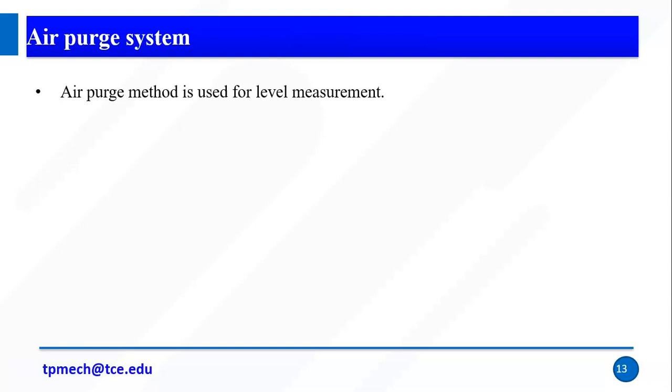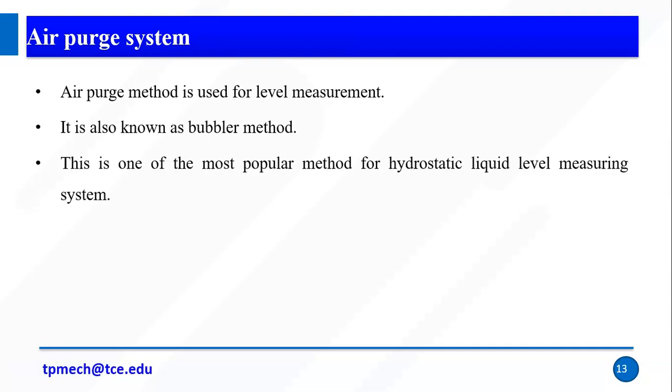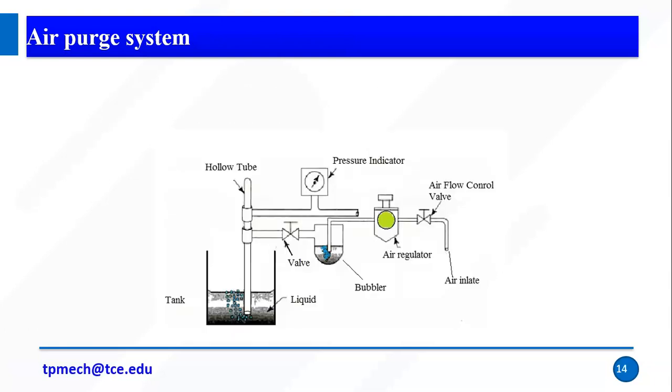Right, the first method is the air purge system. The air purge method is used for level measurement. It is also known as the bubbler method. This is one of the most popular methods for hydrostatic liquid level measuring systems. It is most used because the construction is very simple and the working is not complicated. It is suitable for any type of liquid level.